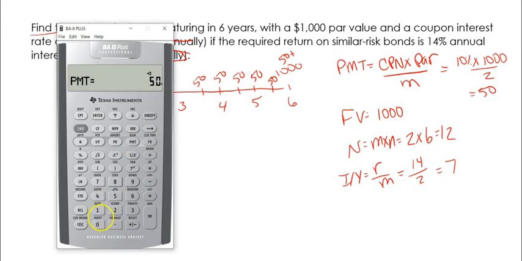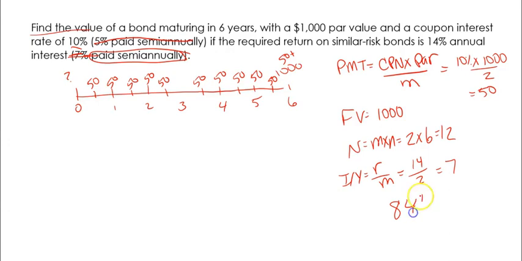The present value is what we're solving for. We have 12 payments, and the periodic required return is 7%. So I'm computing the present value, and we get $841.46. So this bond has a value of $841.46, and that makes sense because it's paying below market rates. It's paying 10% while the required return is 14%. So demand should be low, and the price should be below par value.